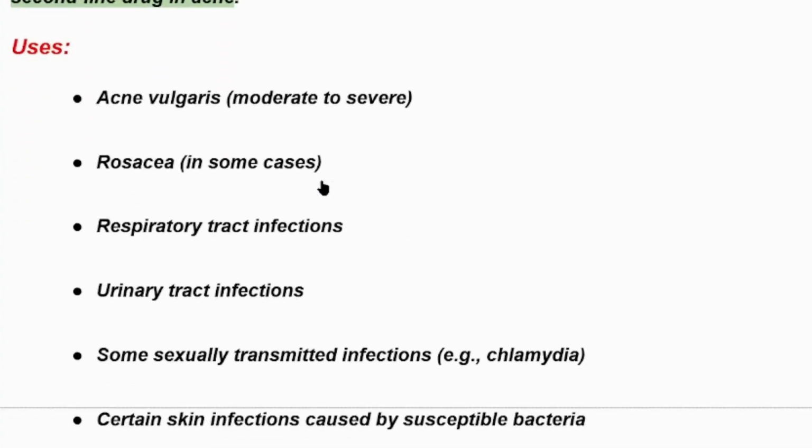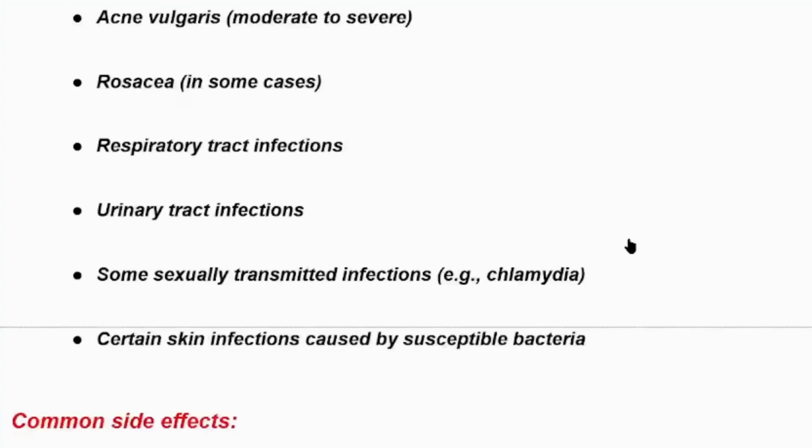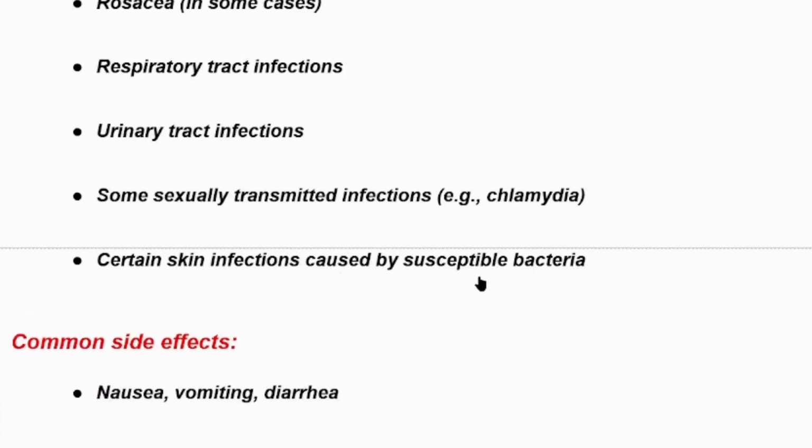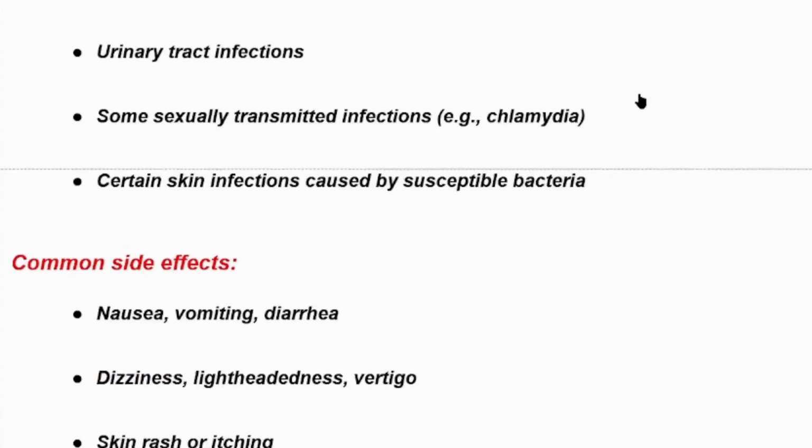Uses of minocycline: acne vulgaris in moderate to severe cases, rosacea in some cases, respiratory tract infections, urinary tract infections, and some sexually transmitted infections, for example chlamydia, and certain skin infections caused by susceptible bacteria.